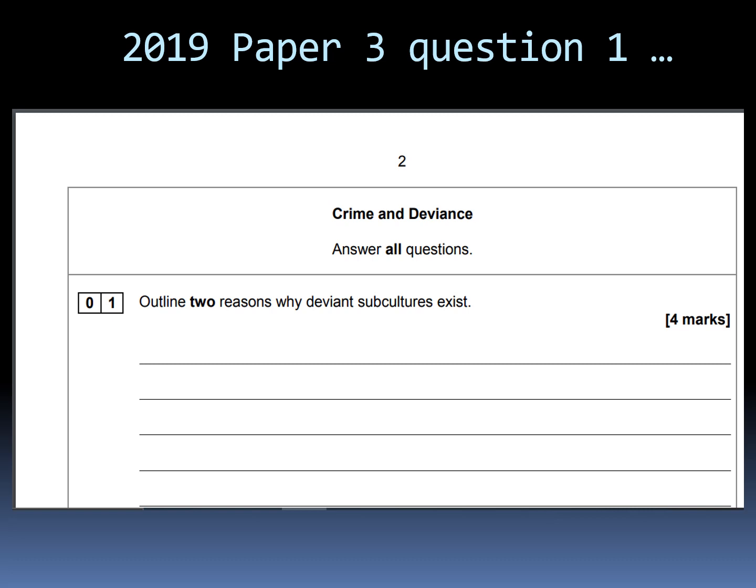Now, in this question, where it's asking you to outline 2 reasons why deviant subcultures exist, the trigger words are reason and deviant subcultures existing, and you'll get 1 mark for each of the reasons and an additional mark for the short explanation. It might be helpful at this point to think of some examples of some deviant subcultures and then think back to the reason why they might exist. You might want to pause to bullet point some ideas down and then join back in for the mark scheme.